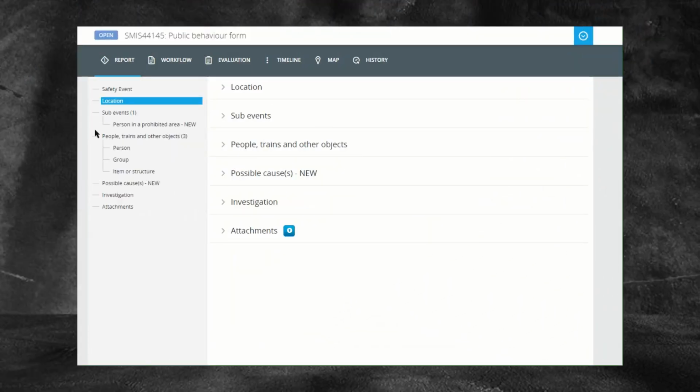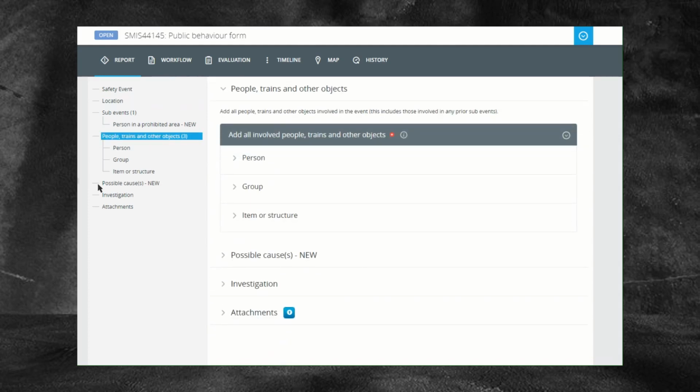Now we will look at the people, trains, and other objects section in relation to person in a prohibited area, where I'm going to point out some of the more common objects that you would be expected to record in relation to this sub-event, which you were reminded of via the red bar guidance that we previously looked at on the main sub-event. I'll also go through some of the roles that you'd need to select for each of these objects. So let's go to the people, trains and other objects section.